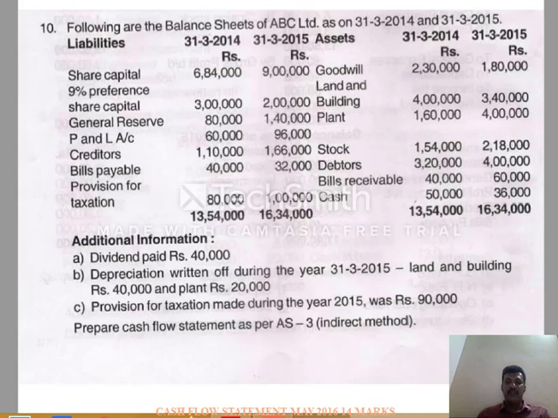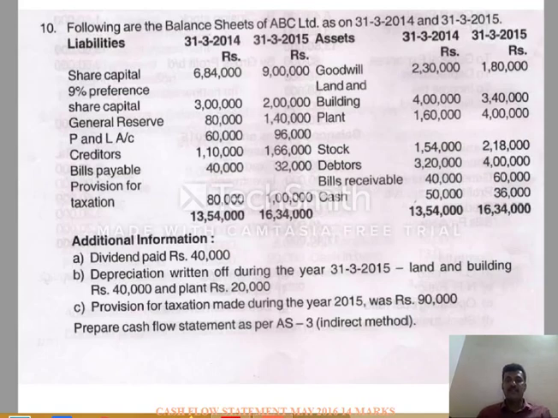It affects both land and buildings account as well as plant account. Therefore, we need to prepare the ledger accounts for land and building as well as plant account. And the third one is provision for tax made during the year 2015 was rupees 90,000. So this will affect provision for taxation account. Therefore, we have to prepare the ledger account for provision for taxation.